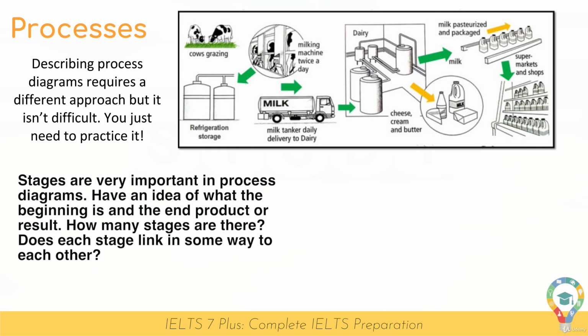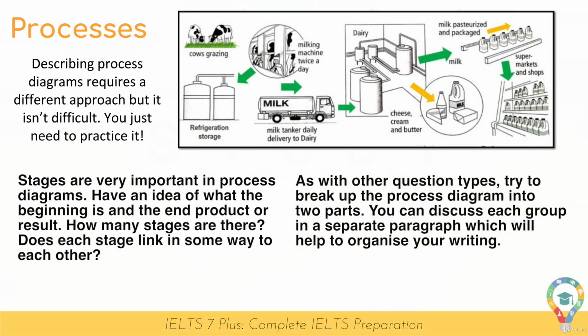your key features. From looking at the process diagram above, we can see that there are 8 stages in this process. The beginning is with the cows eating grass, and the end result or product is milk, cheese, cream and butter. In your writing, you'll want to describe in more detail what each stage does.